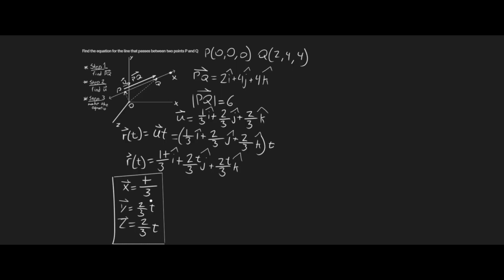And then I also wanted to go over the second part of this problem, which is to test if a point falls on this line. The point that we're going to be testing is the point (1, 2, 3). The first step is we plug this x value into this x equation here to find t. So when we do that, we get that 1 equals t over 3, and t equals 3.